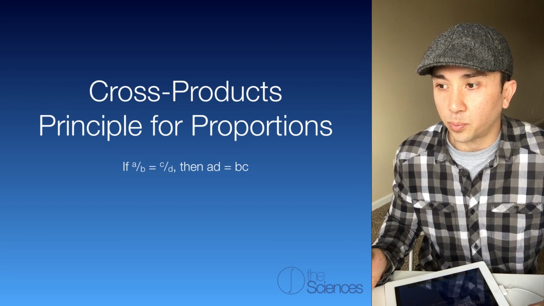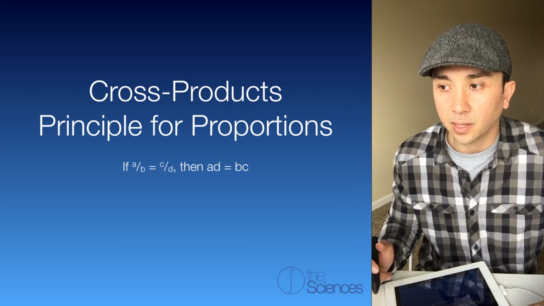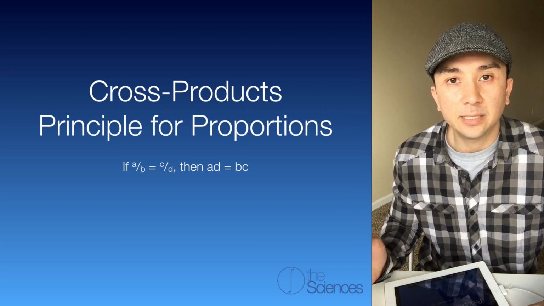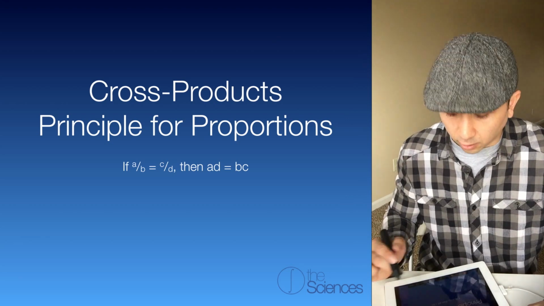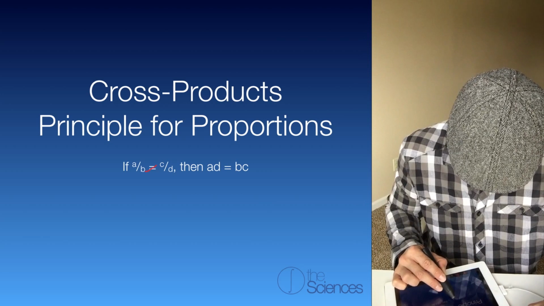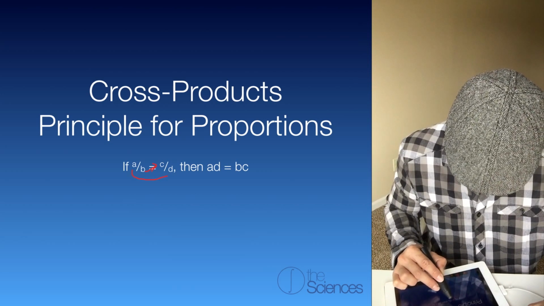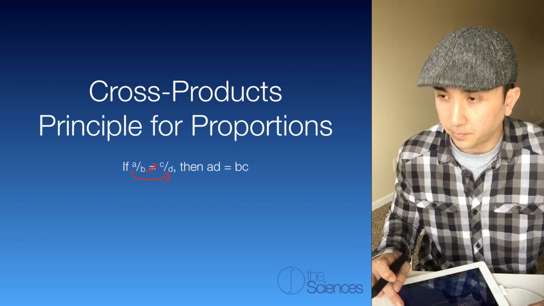The cross product principle for proportion states that if A over B equals C over D, then that means A times D equals B times C. All you're doing is cross multiplying B times C and then A times D. So that's the cross product principle.